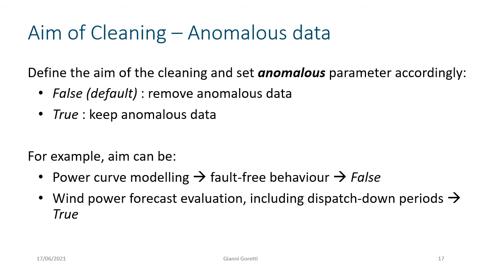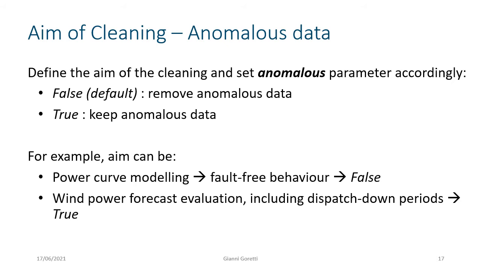Some examples of when one would set the parameter to false or true. Let's say we want to use the turbine data, clean them to develop a power curve model, then we just want the fault-free behavior of the turbine. We want to get rid of all anomalous observations. Then we set the parameter to false and all the flagged data get removed.